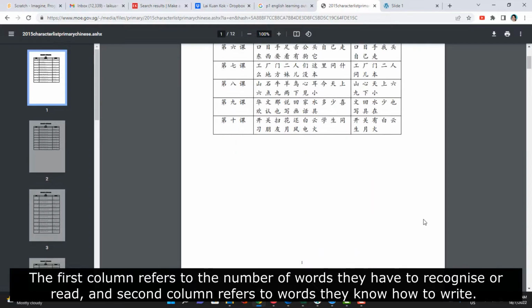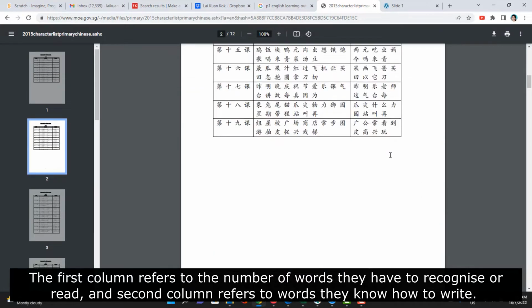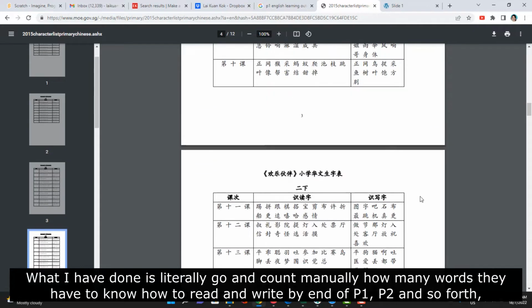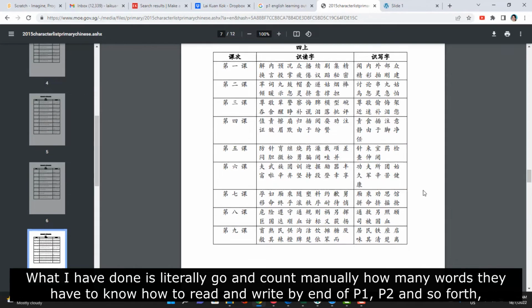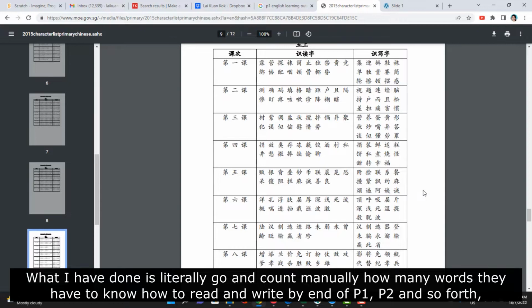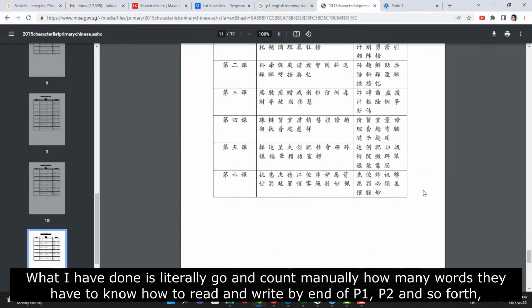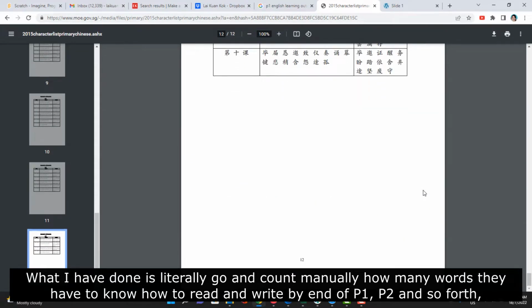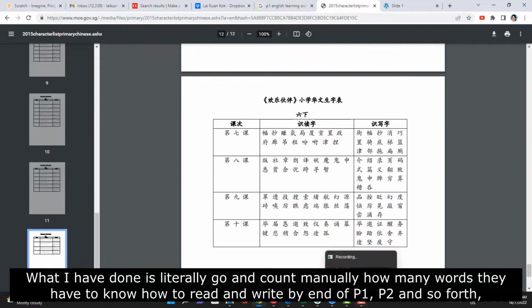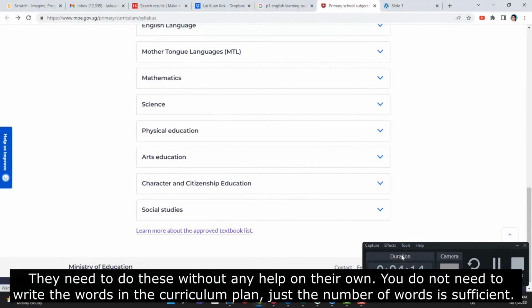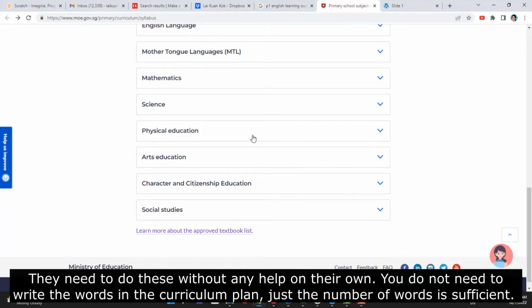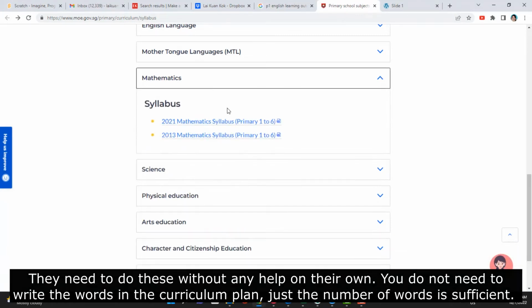Second column is know how to write X number of words. So what I have done is actually literally go and count how many words in P1 they need to know how to read by the end of year 1, and how many words they need to write by the end of year 1 without any help, right? Basically, that means if it's in a test, that they are able to do this themselves. This is how you can show a very specific outcome, right?